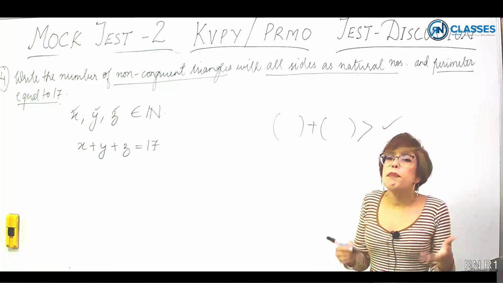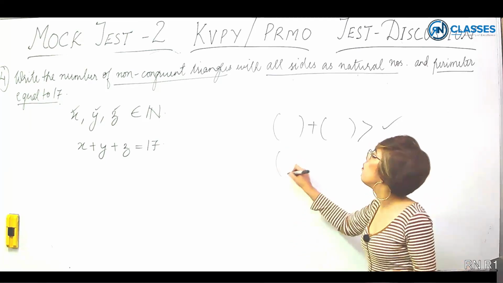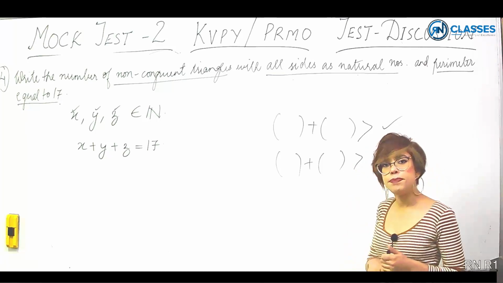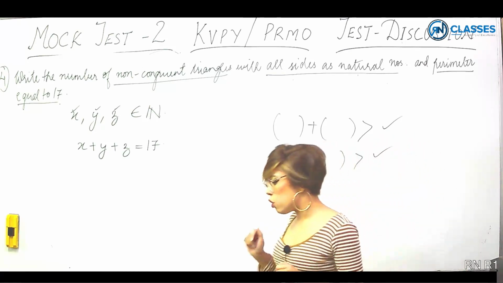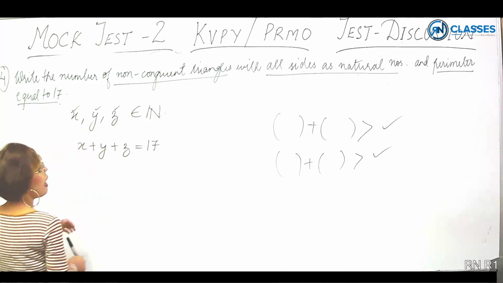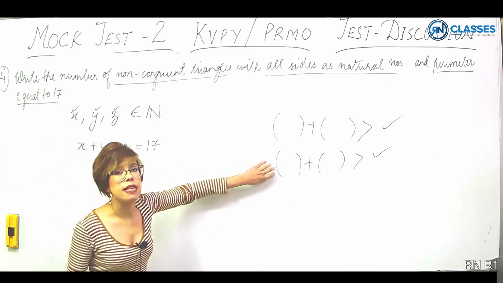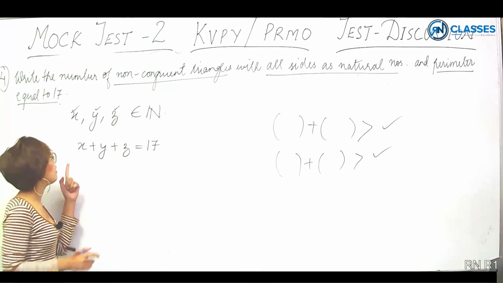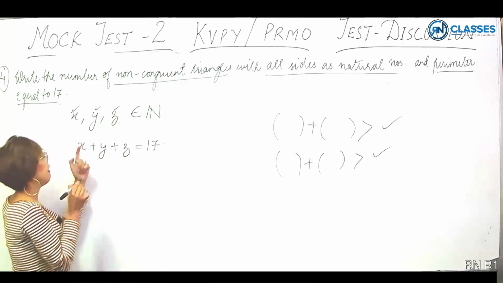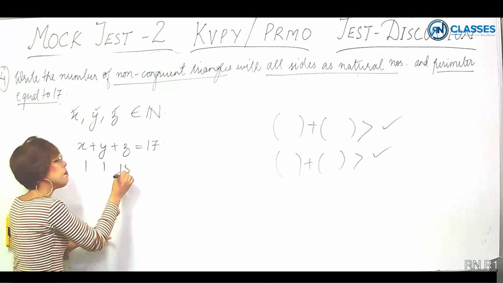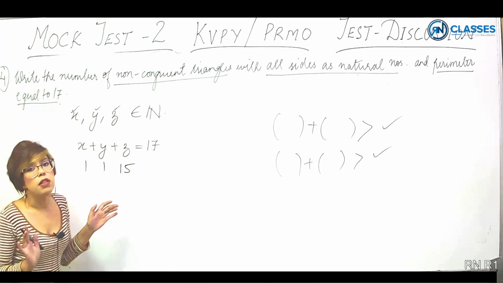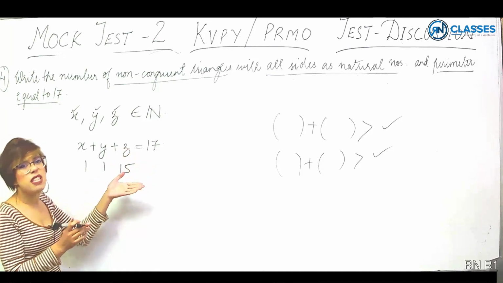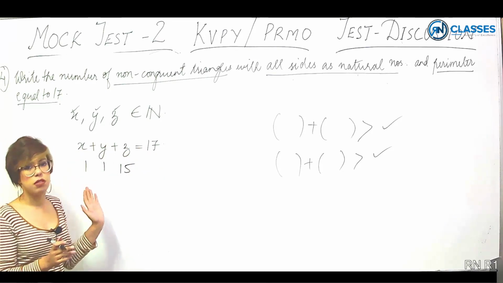Or in a refined way, I can say the sum of the smallest two sides has to be greater than the third one. So I have to make sure of this when making cases. Should I start with the case x as 1, y as 1, and z as 15? Obviously, this triangle is not possible. Then I'll go to 1, 2, 14, stuff like that. Again, you can see that all these triangles are not possible.